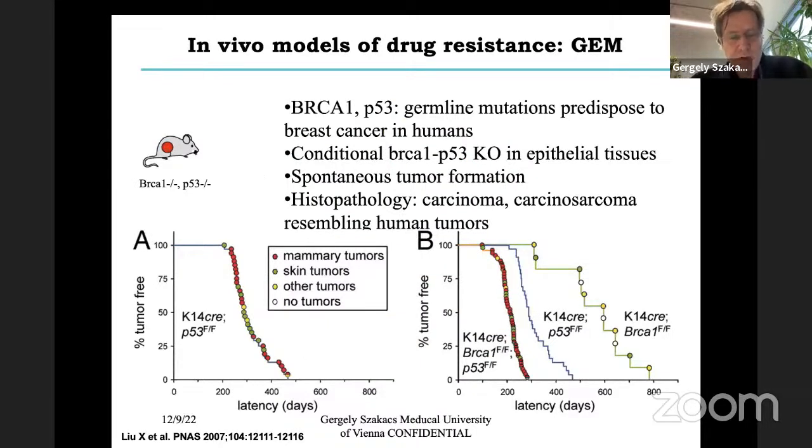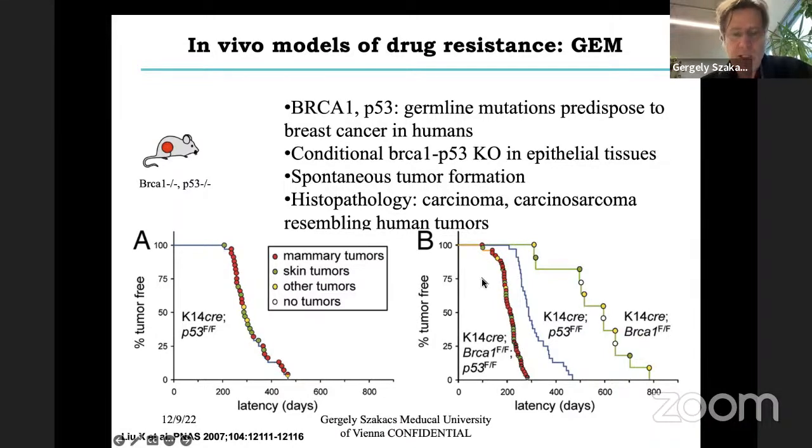A number of years ago, genetically engineered mouse models were introduced into the field by Piet Borst's group at the Netherlands Cancer Institute. Basically, these animals develop spontaneous tumors, in that case triple-negative breast cancer tumors, because of an induced deletion in epithelial cells. It's a BRCA1 and p53 loss selectively in epithelial cells, and as a result, mice develop mammary cancer in about 100 to 200 days.